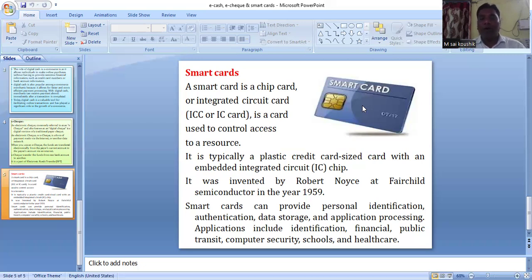Smart cards can provide personal identification, just I told, authentication information, data storage, and application processing. Applications include identification, financial information, public transit information, computer security information, schools, and healthcare. Any kind of data is possible to capture in the small area of chip. So there's small information about smart cards ma. So మనకి last year అడిగాడండి 5 marks కి. So maybe chance in your question paper, please put a maximum focus on these 3 categories. Anyone compulsory chance in the examination point of view.